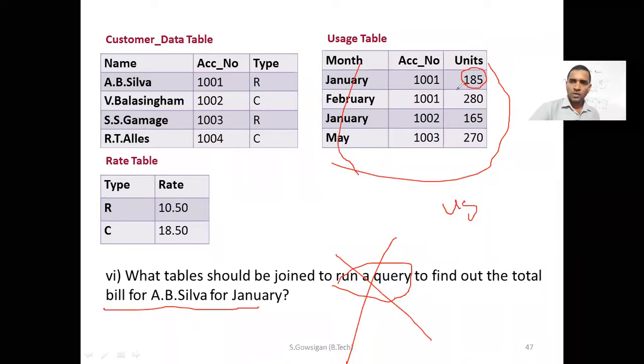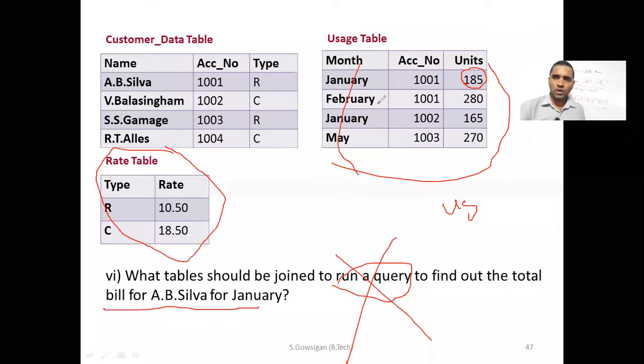That is important. The other important table is the rate table. The question is the total bill amount, not the total usage units. If it were total usage units, the usage table alone would be enough. But since you have been asked to find the total bill, definitely the rate table must be referred, because the rate table has the rate for units. The rate for a single unit is kept in the rate table, and the total number of usage units must be multiplied by the rate for a unit. So definitely the rate table should be joined.